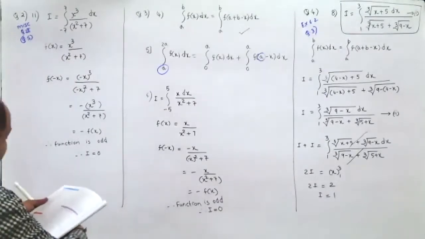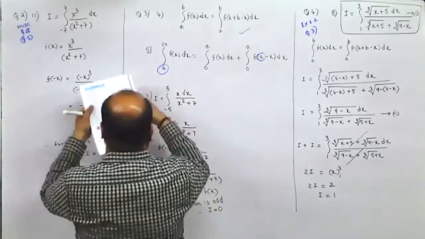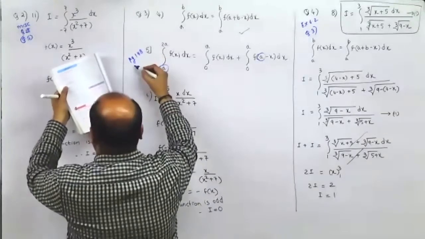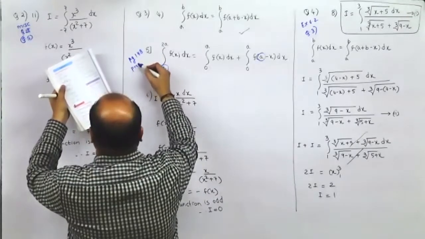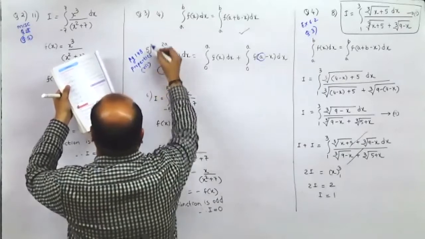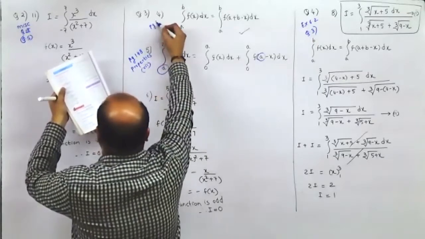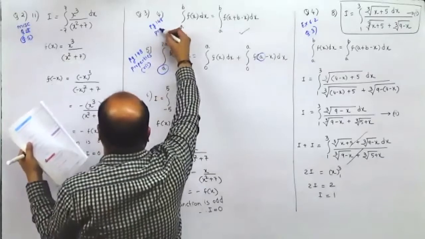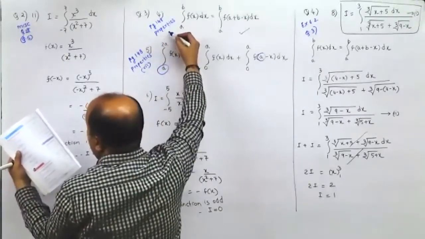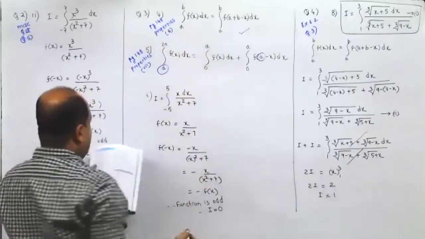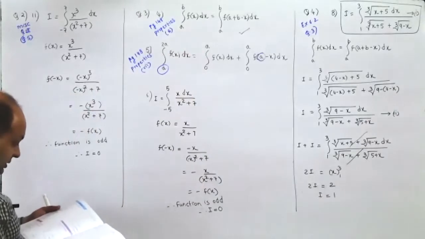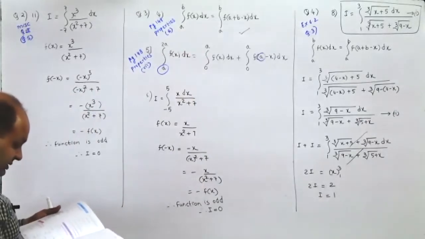This one you can refer to page number 148, properties, the 7th one. And this one, page number 148, properties, the 6th one. So they have given it from there. And x upon x square plus 7.